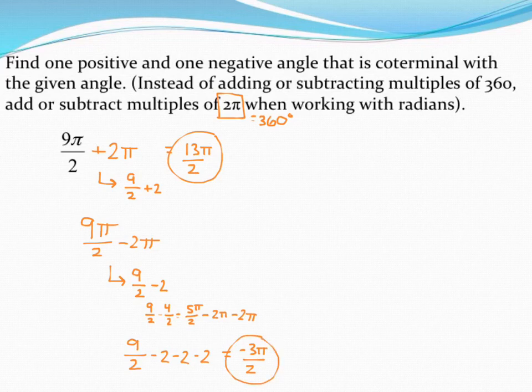And remember, from our video in degree measure, there's an infinite number of these answers. So these two answers I found, 13 pi over 2 and negative 3 pi over 2, they're only 2 of an infinite number of answers. I can add or subtract 2 pi as many times as I want to find another coterminal angle.